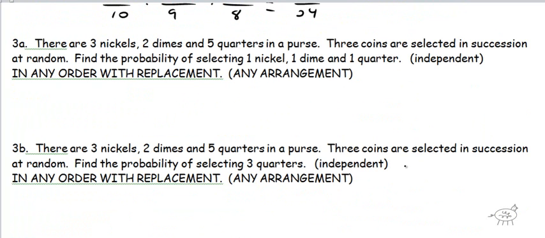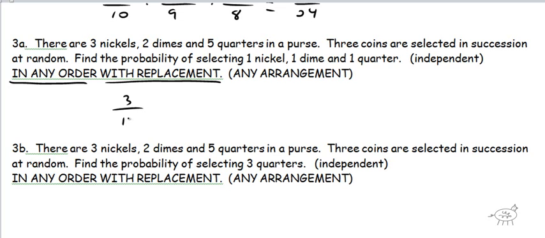There's the same thing. 3 nickels, 2 dimes, 5 quarters. 3 coins are selected at random. Find the probability of selecting a nickel, dime, and a quarter in any order with replacement. Okay, in any order. So that's, again, a key word here. So in any order, with replacement. I'm replacing it. So do you guys agree? It's going to be almost the same as number 1.